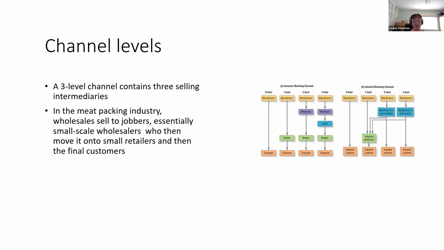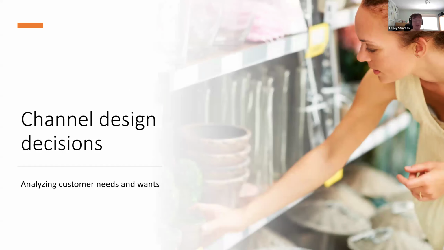When we're thinking about channel design decisions, we have to come back to the old age issue of who's your segment? Who's your target? What do they want? And what do they need? So in designing a distribution channel system, marketers analyze customers' needs and wants, they establish channel objectives and constraints, and identify and evaluate channel alternatives, which is what I need you to do here.